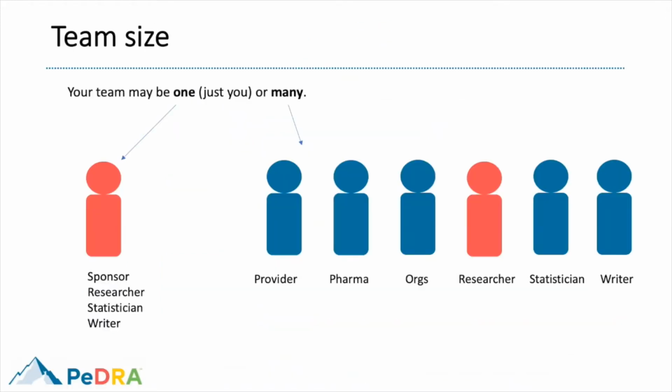So let's talk about the team involved in your research. You may have several on your team, or it might just be you, a team of 1. If you're lucky enough to have others working with you, your team may include providers such as physicians and clinics, maybe pharmaceutical companies or organizations like PEDRA. You may be working with other researchers and even have statisticians and medical writers on hand.